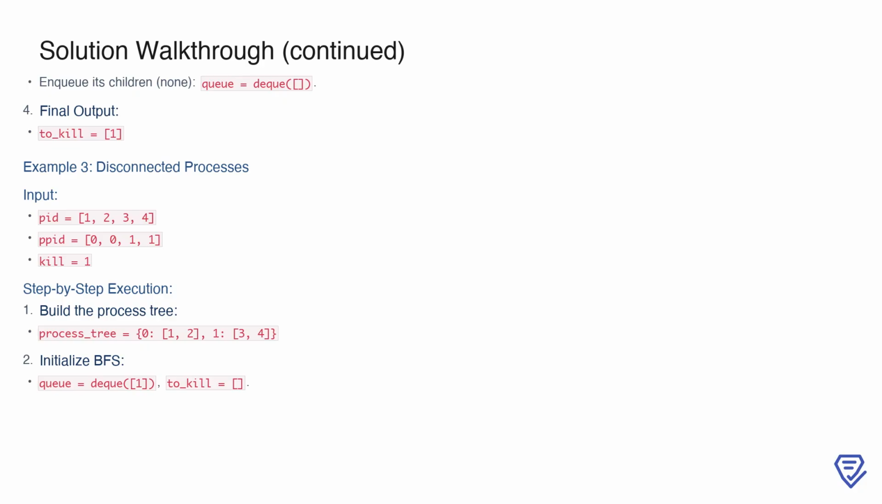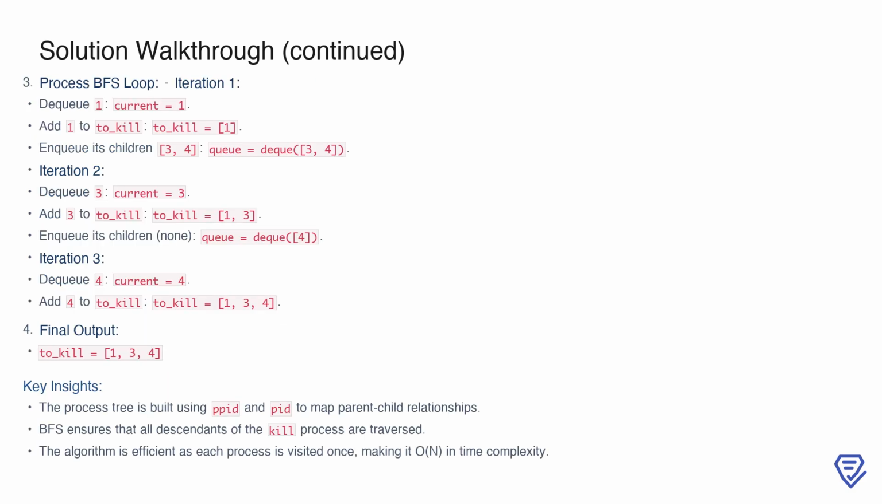The input specifies processes 1, 2, 3, and 4, with 1 and 2 being children of 0, and 3 and 4 being children of 1. The process to kill is 1. To handle this, we first build the tree to map the relationships. The tree shows that 1 has children 3 and 4, while 2 is not connected to 1.